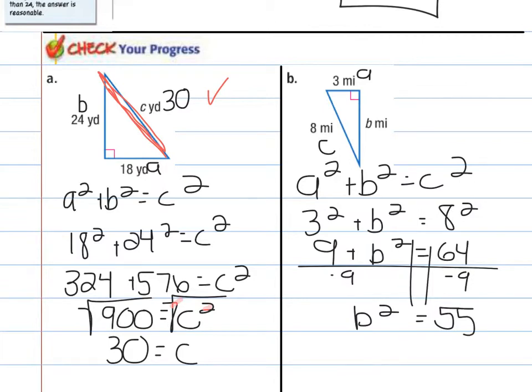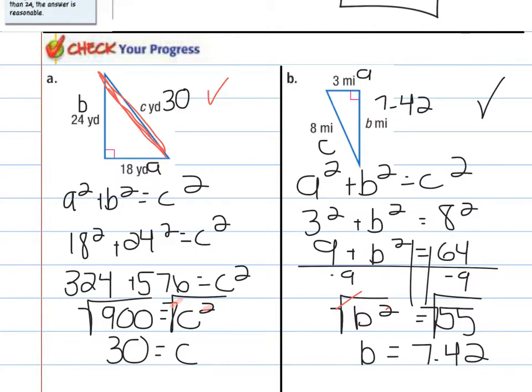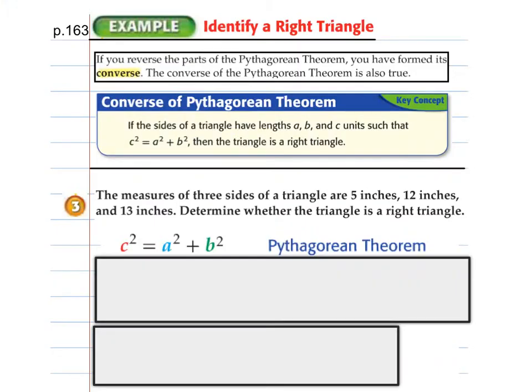By the definition of a square root, I'm going to take the square root to undo that exponent. And I will be left with b equals about 7.42. Which, checking for reasonableness, 7.42 is less than the hypotenuse length of 8. So this is a reasonable answer.